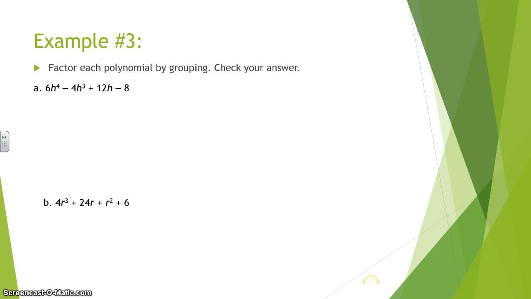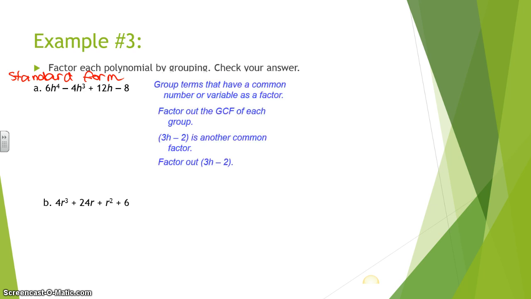Here we are going to factor each polynomial by grouping. So here we have 6h^4 - 4h^3 + 12h - 8. Think of this being in standard form, because the exponents are in descending order. And so what we're going to do is group terms that have common numbers or variables as a factor. And then we'll factor out the greatest common factor of each.